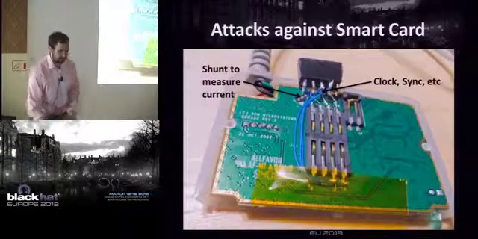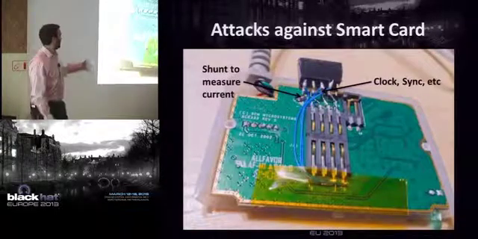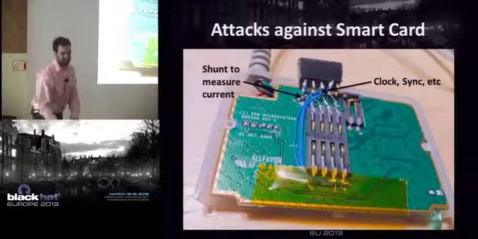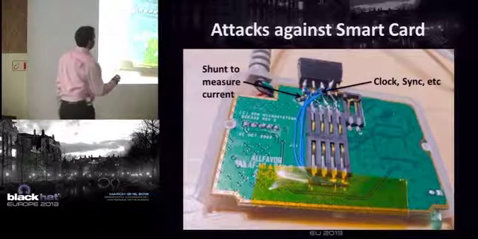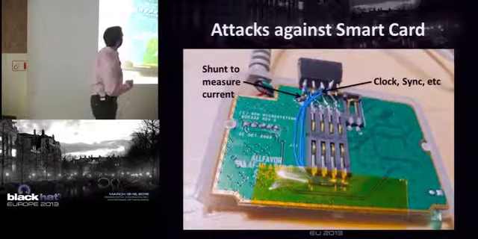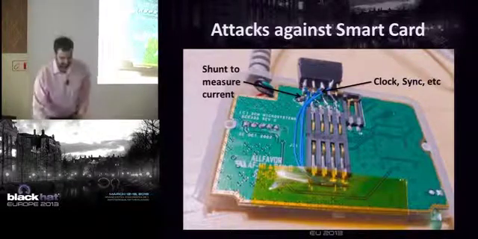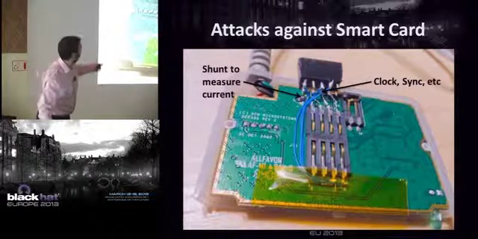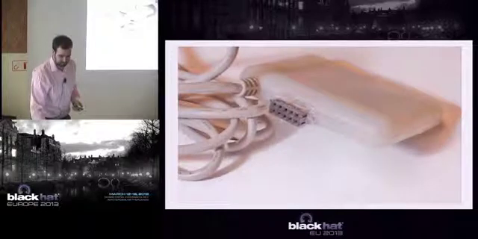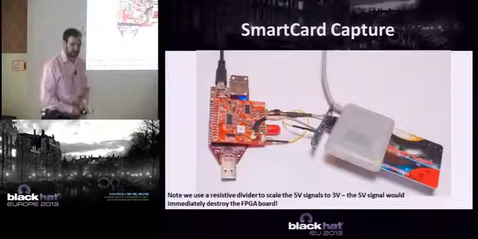So you can get a regular smart card reader like this, and all I've done is add this resistor in the power line here. You can't see it because it's a small surface mount resistor. And I've pulled out the clock signal, a synchronization signal, and the power measurement signal. So then the smart card reader looks something like that, with a little connector on the back.